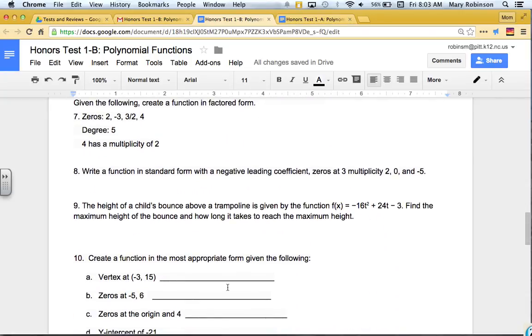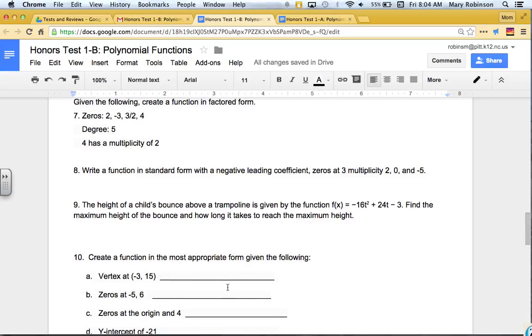Number 7. Given the following, create a function in factored form. For number 7, zeros at 2, negative 3, 3 halves, and 4, with a degree of 5, where 4 has a multiplicity of 2. Number 8. Write a function in standard form with a negative leading coefficient and zeros at 3 multiplicity 2, 0, and negative 5.